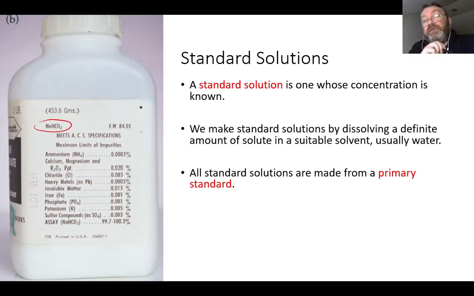Is this a primary standard? Well, first of all, let's check and see how pure it is. It gives a list of all the impurities, okay? And down here at the bottom it says that you can expect the purity to be between 99.7 and 100.3%. Now don't worry about going over the 100%. I know you're saying 100% is everything, but that's just their way of letting you know it's extremely pure. So it qualifies on the purity.